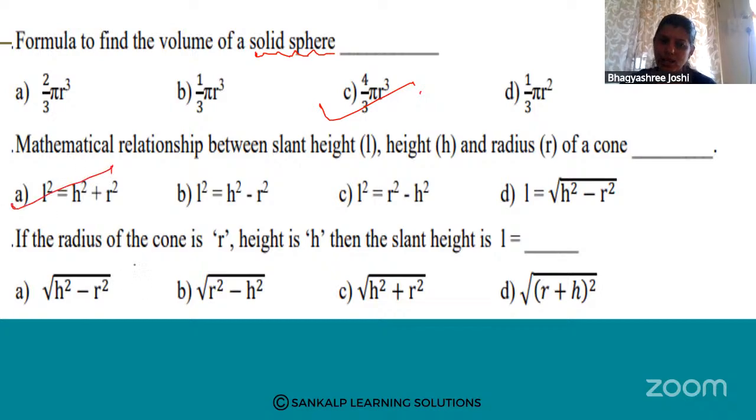If the radius of the cone is R and height is H, then the slant height is, so here, it is L square. Now we want L. L is equal to square root of H square plus R square, right? So for that option C is right. Okay. Next one.